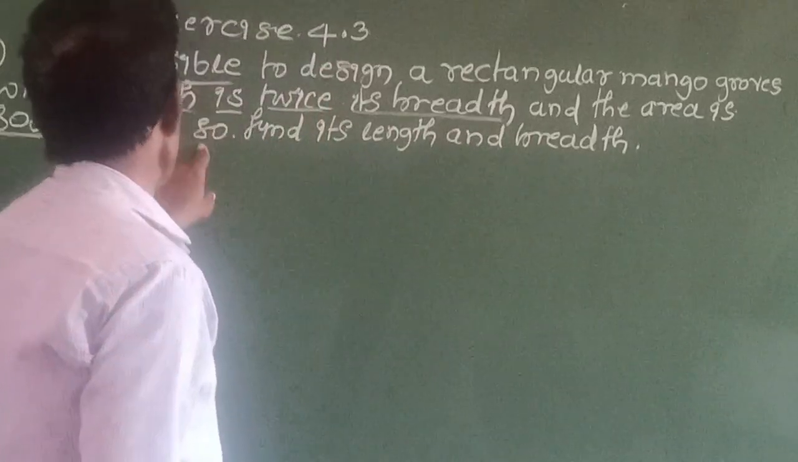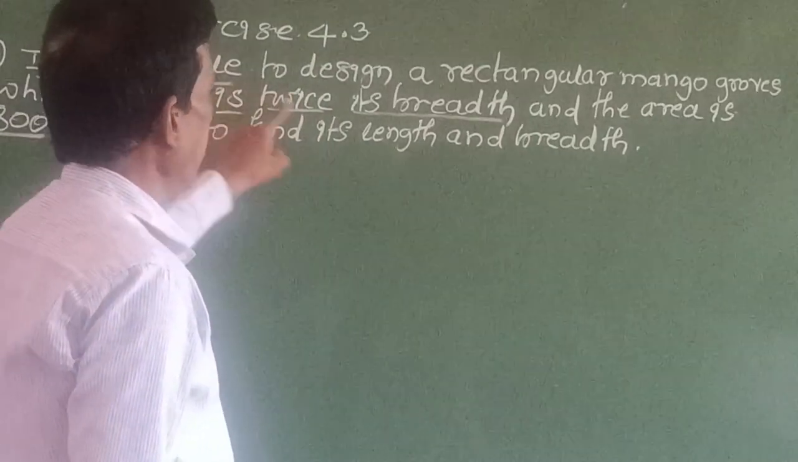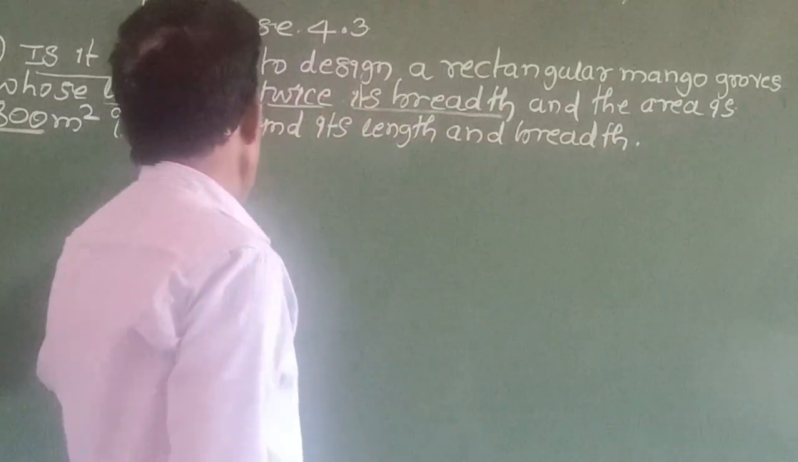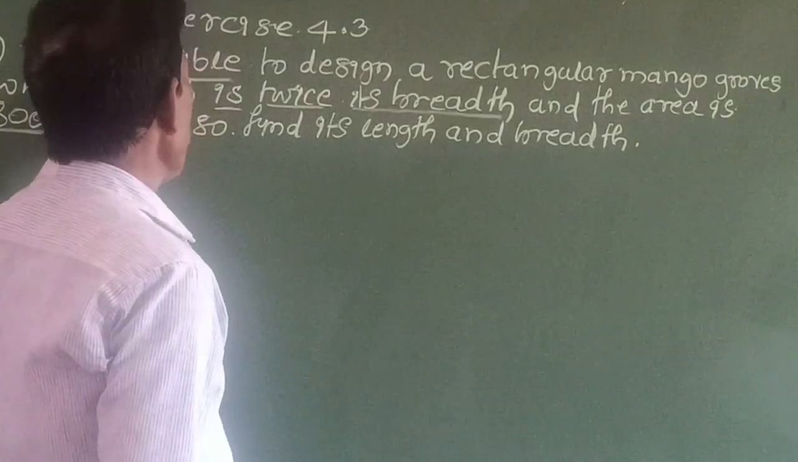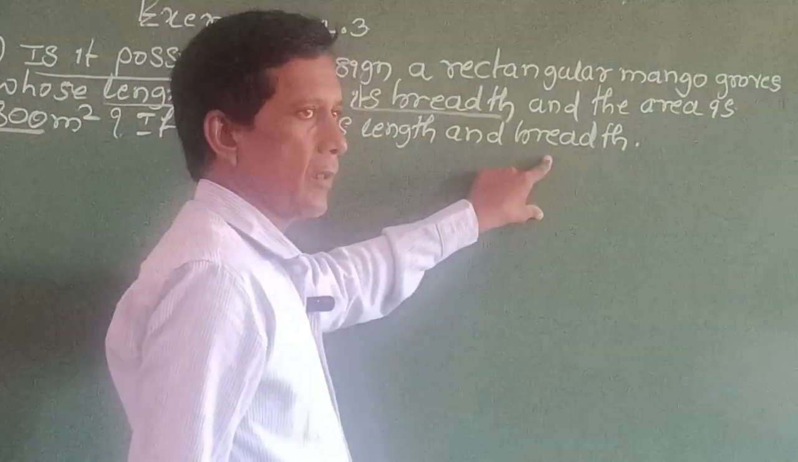If so, it means yes, it is possible, so next you find the length and breadth. If it is not possible, then do not find the length and breadth.